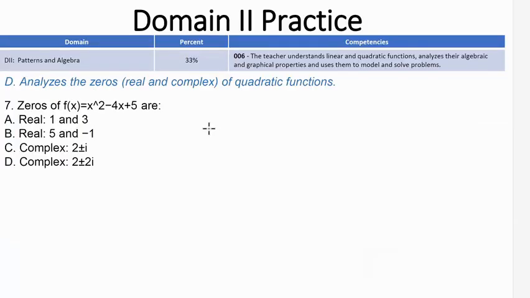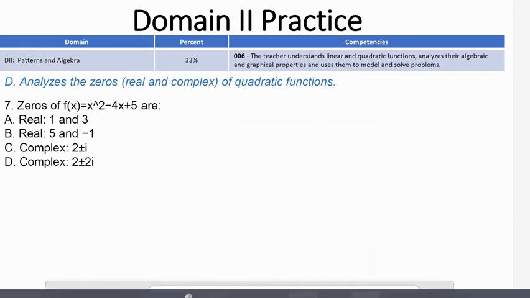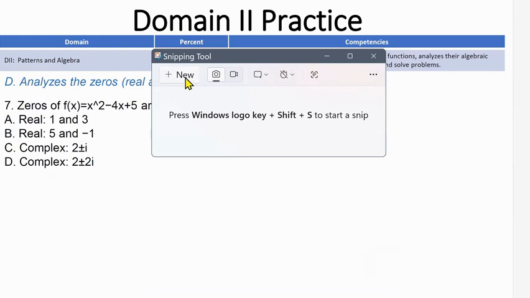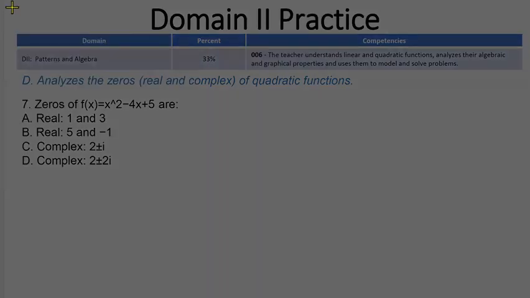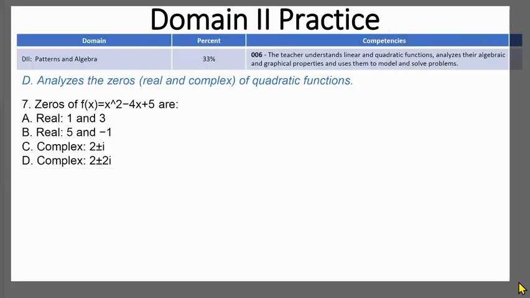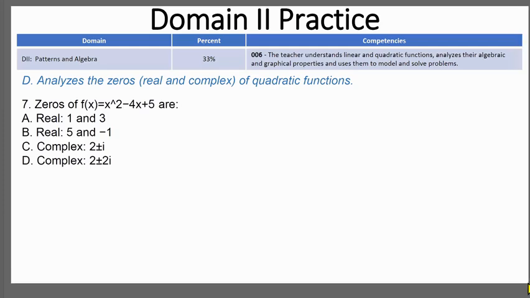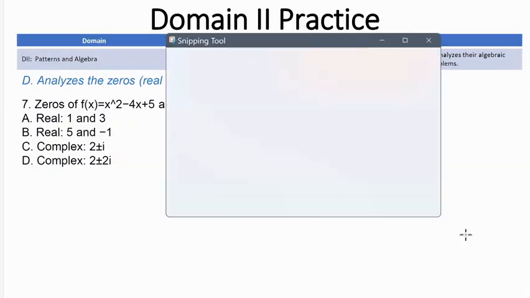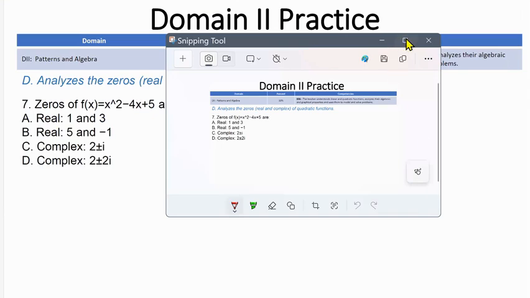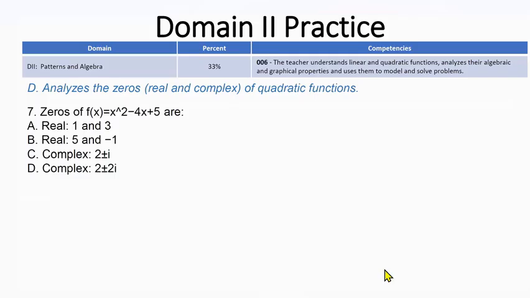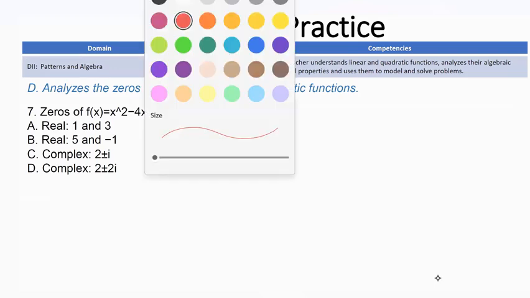Analyze the zeros, real or complex, of the quadratic equation. Okay, all right. So what we're going to do, there are so many ways to do this. We can do graphing. I'll show you graphing later. Or we can use algebra. Let's start with the algebra first.